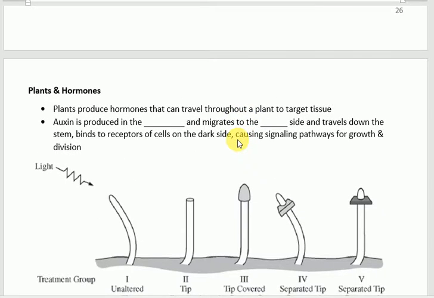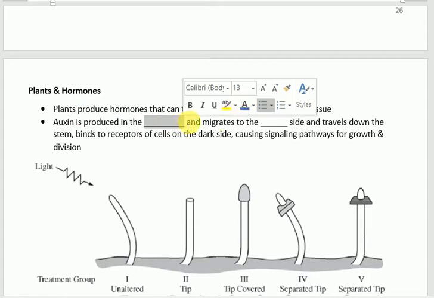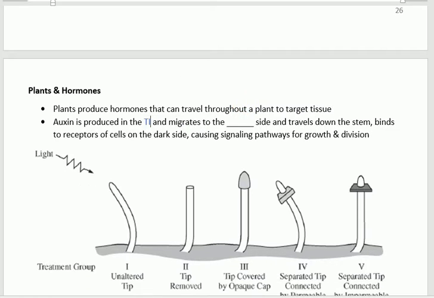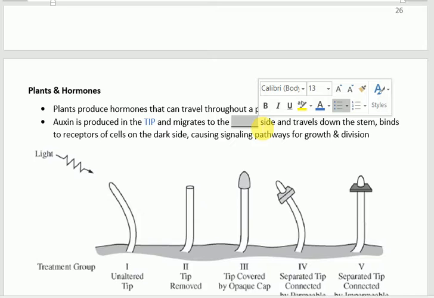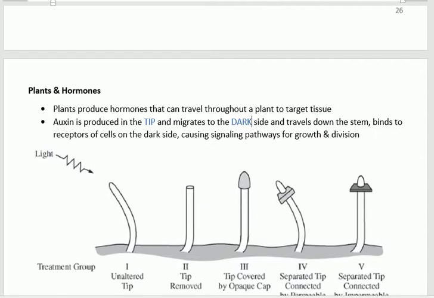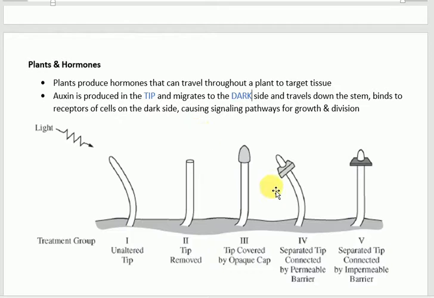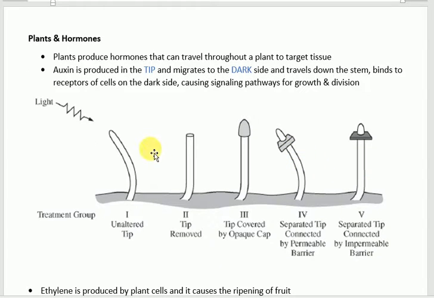Let's talk about plants and hormones. So plants have the ability to produce hormones that can travel throughout the plant to a target tissue. For instance, one is called auxin, and it is produced in the tip, and it migrates to the dark side and then travels down the stem. It's going to bind to the receptors on that dark side, and it's going to cause growth and division. And this just shows you an experiment that was done related to that tip, etc., and that auxin. But basically, all it's saying is the light is here, and here, this is the dark side. That auxin would be released, and it would cause that side to expand and elongate so that it would be up straight again.